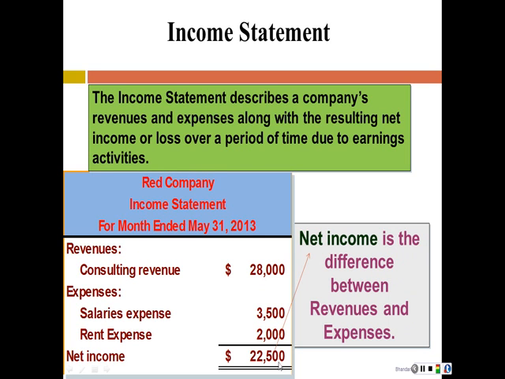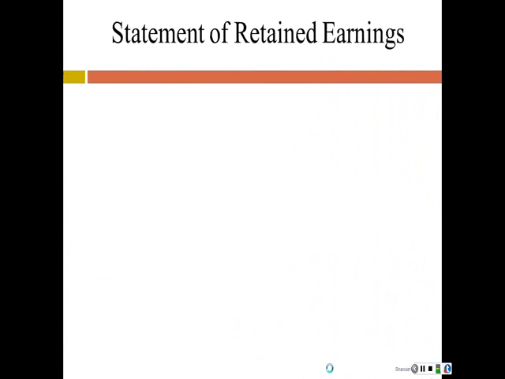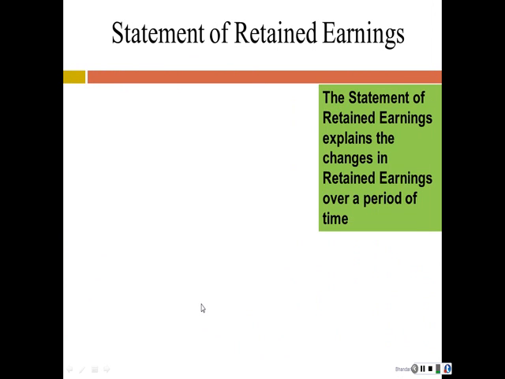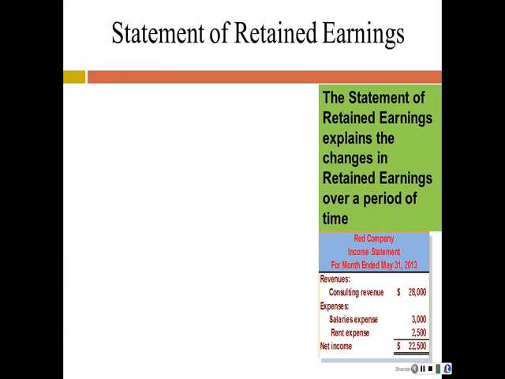This net income will next be incorporated into the statement of retained earnings. Essentially, you already know how to prepare the statement of retained earnings because the statement of retained earnings explains the changes that have taken place in retained earnings over a period of time. And we already know what causes retained earnings to change. And one item we know that causes retained earnings to change is net income.